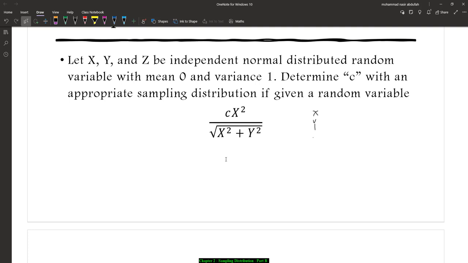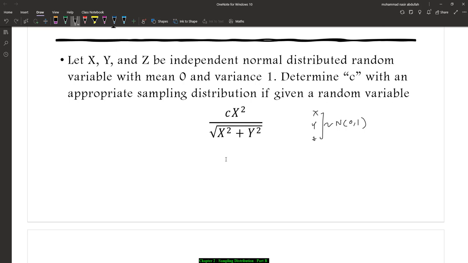X, Y, and Z. All of these have a normal distribution with mean equal to 0 and variance equal to 1. This is the initial information that we have. Okay, so we need to determine C. What is the value of C?